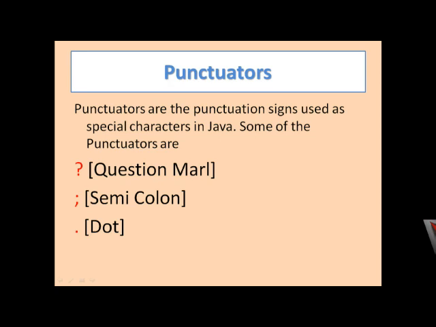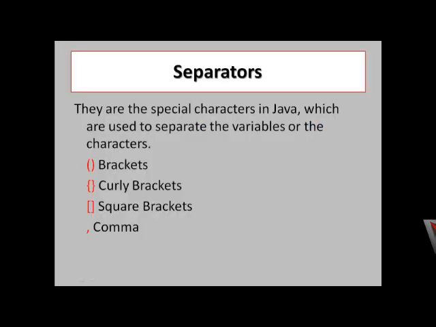These are the symbols we used all the time when you were studying in class 8. At that time, many times you have probably written system.out.println. So when we say system dot, that is a punctuator. And at the end of most statements, we write a semicolon. So that semicolon is a punctuator which you have already used.